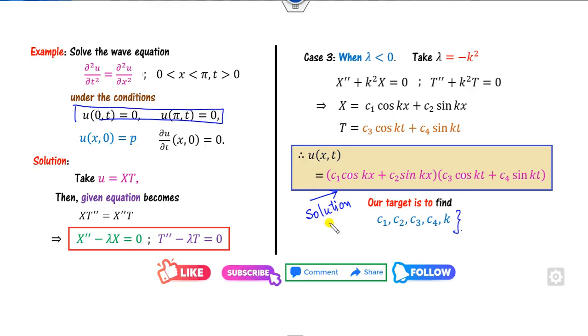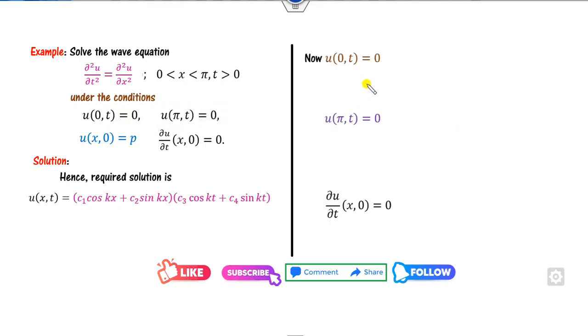Again, because once you know the solution, I can apply all those conditions whose right hand side is 0. Look at that, C1. This means x is equal to 0. So I can substitute here: cos 0 is 1, sine 0 is 0. So this number, C3 cos kt plus C4 sine kt, is 0. Again, either this will be 0 or this will be 0. But this number can never be 0, because if this number is 0, then u is again 0. Hence, C1 will be 0.